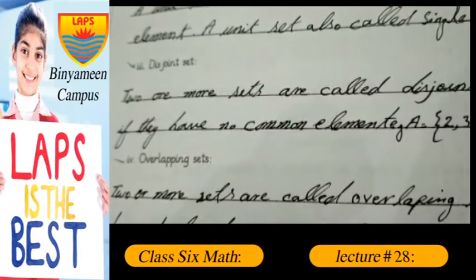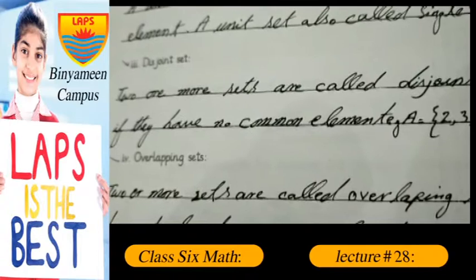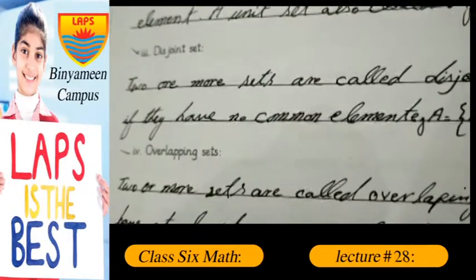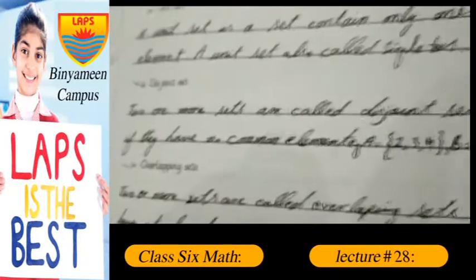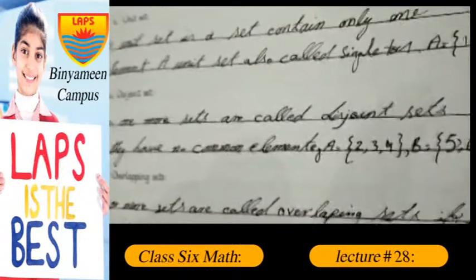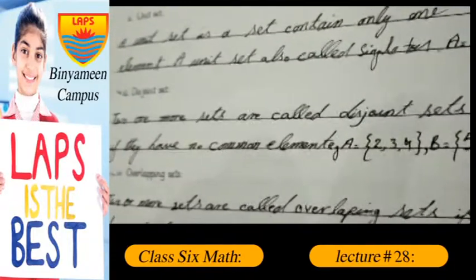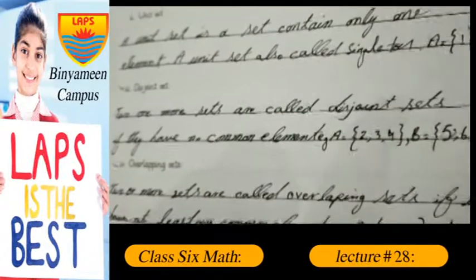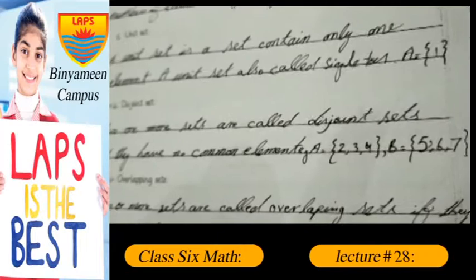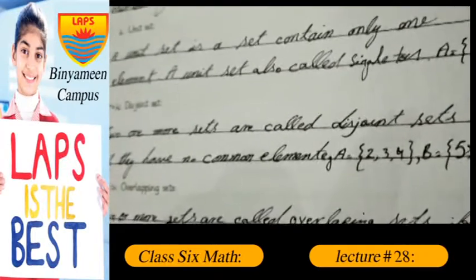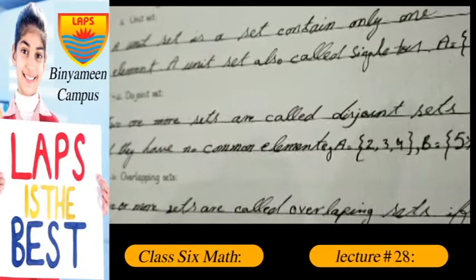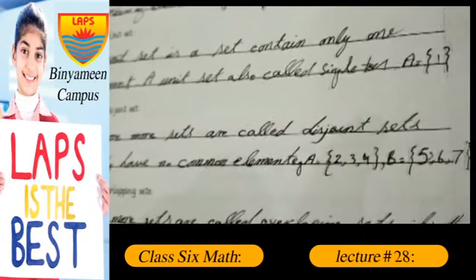Today I deliver a lecture from page number 12. Disjoint set. Two or more sets are called disjoint sets if they have no common element. For example, a set A {2, 3, 4} and a set B {5, 6, 7}. They have no common element, therefore these sets are called disjoint sets.